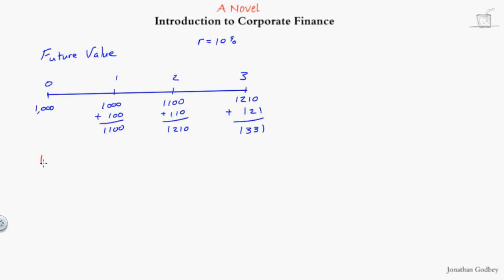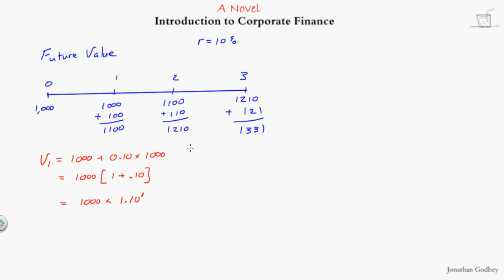So mathematically, let's look at what we're doing here. We're saying the value at year 1 is equal to $1,000 plus 10% times 1,000. But the easier way to write this is $1,000 times (1 + 0.1), or $1,000 times 1.10. I'm going to put the first power, even though I don't need it. I want to put the first power right there.